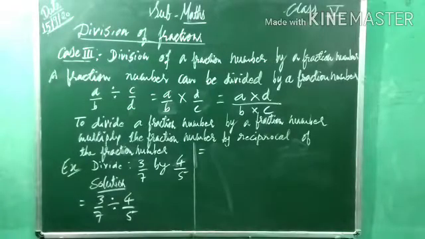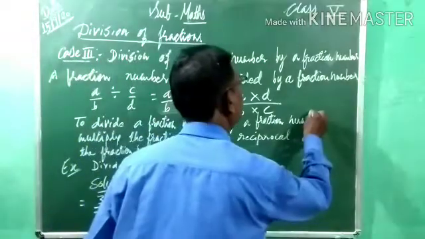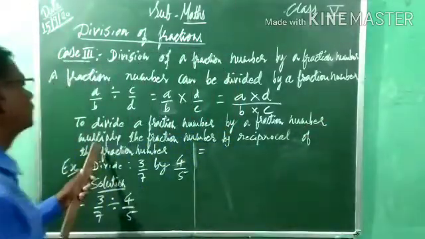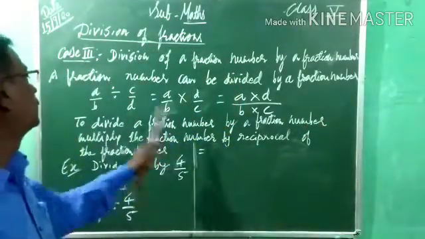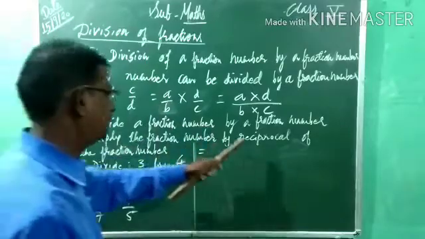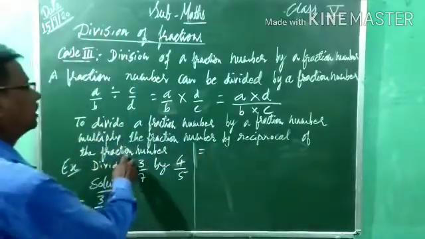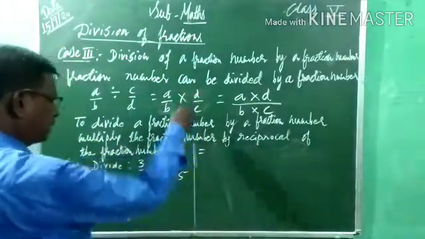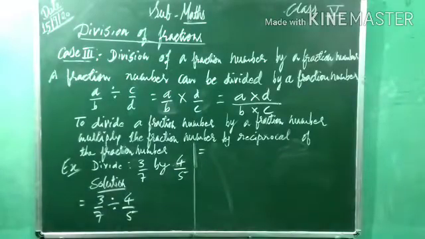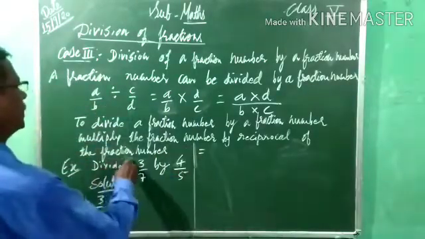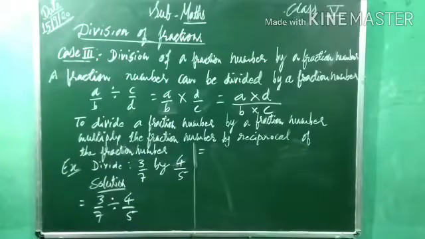Understood? To divide a fraction number by a fraction number. Okay. To divide a fraction number by what? Fraction number. We multiply the first fractional number by the reciprocal of the second fractional number. Understood? Now an example is given here.